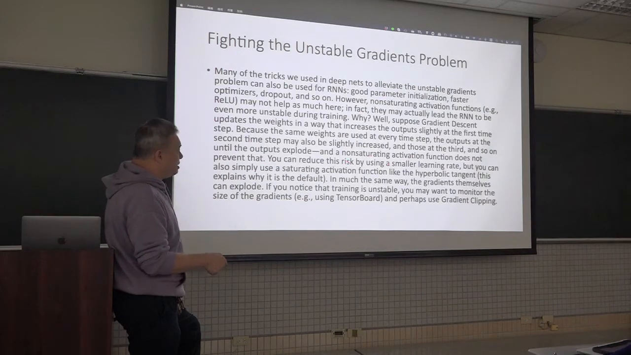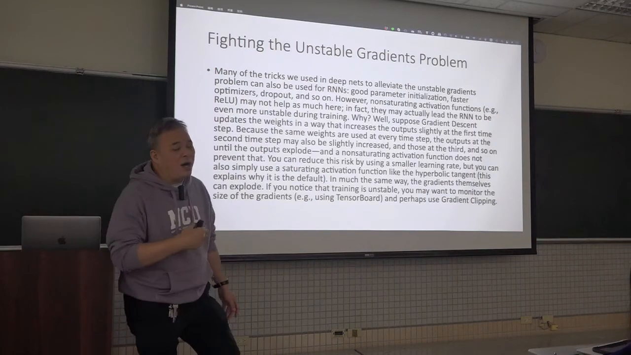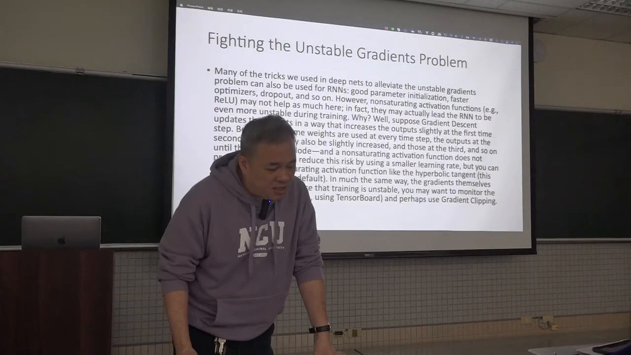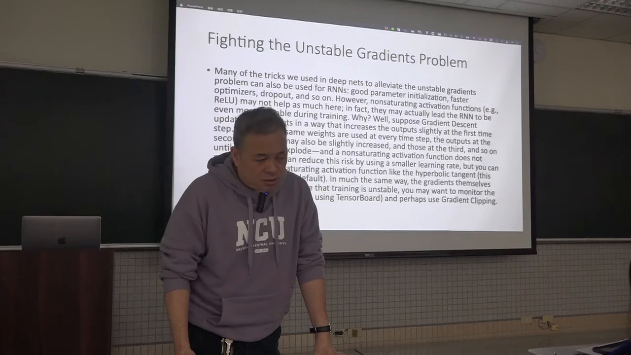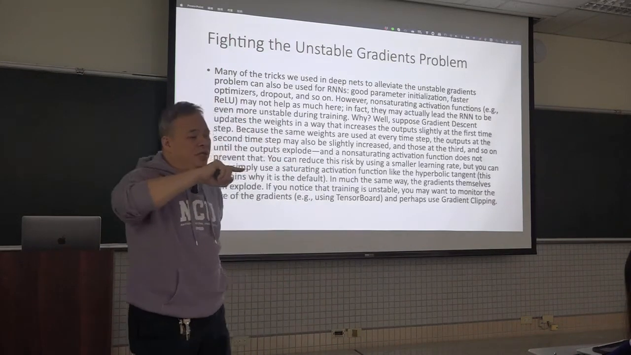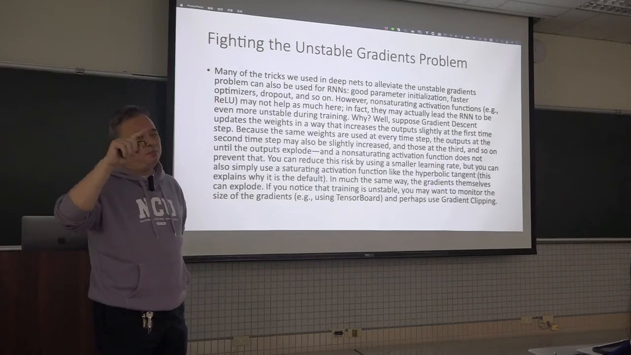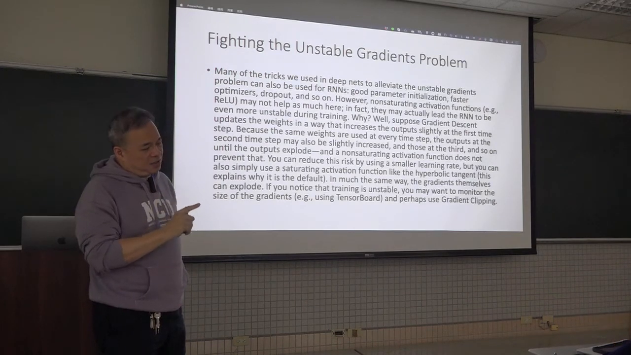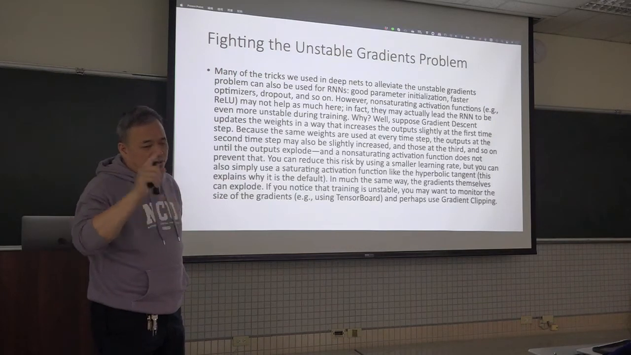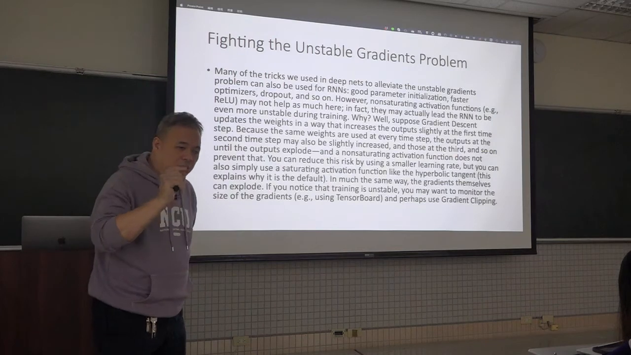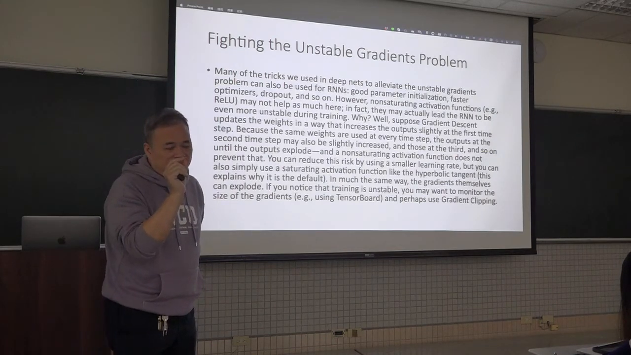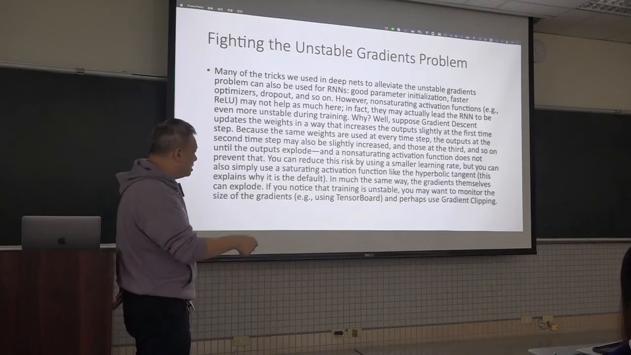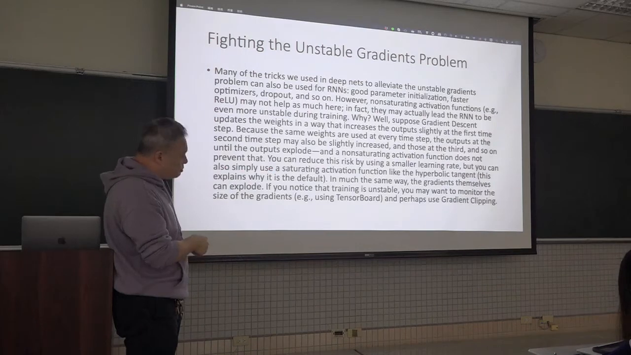You can reduce this risk by using a smaller learning rate, but you can also simply use a saturating activation function, for example, hyperbolic tangent. That is why, when it comes to RNN, a lot of people prefer hyperbolic tangent. When the input increases, the tanh value does not increase that much. It's not like ReLU, where the increase is always linear. For tanh, the increase is not linear; when it becomes saturated, the increase is very limited. So there is a certain reason why tanh is preferred in RNN.